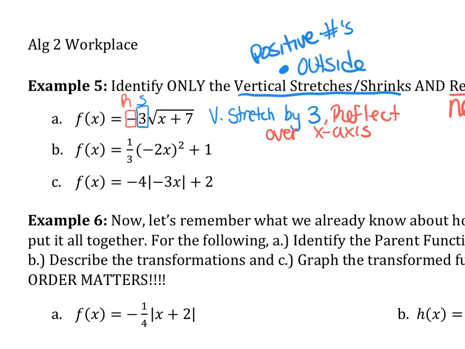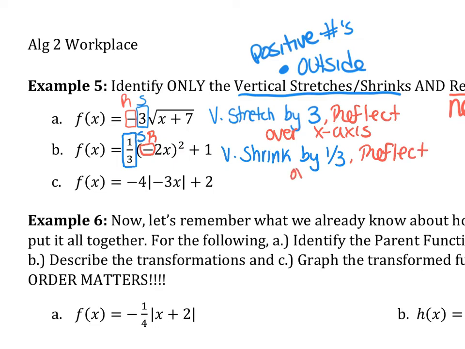Okay, for letter B, again, we only care about vertical stretches and shrinks, so multiplication that happens on the outside of the parentheses. So in this case, it's just the 1/3 that's out in front. 1/3 is a number that's less than 1, so this would be a vertical shrink by 1/3. Or you could say a vertical shrink by 3, as long as you have the word shrink. And then for the reflections, we just need to find negative signs, and we have a negative inside the parentheses here. Since it's on the inside, we reflect over the y-axis.